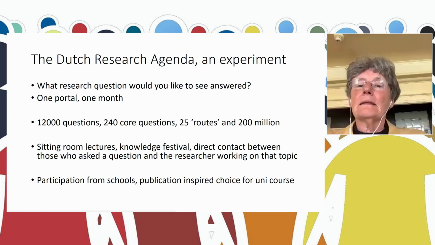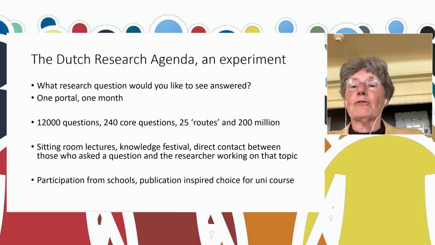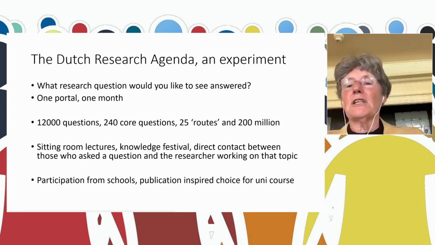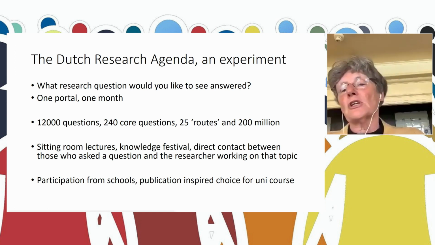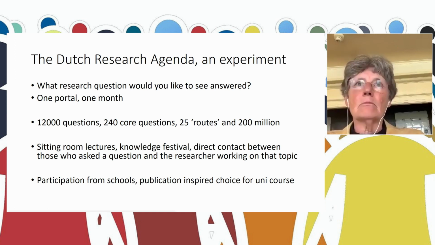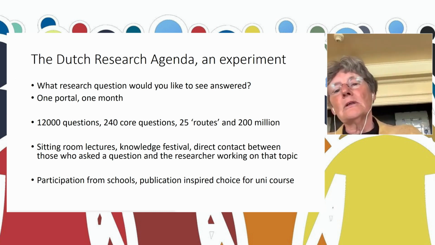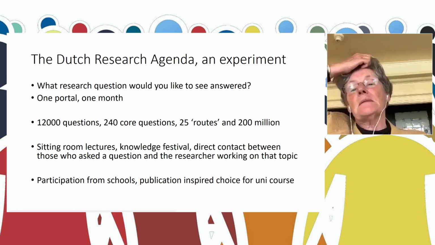And in the end, at the end of the month, there were 12,000 questions. And yes, for the cynics among you, half of them came from researchers who were very much afraid that in the future, their particular interest in research would not be part of the research agenda. But the other half came from the general public. And they came from young people, school children, up until people who were in different sectors in society.